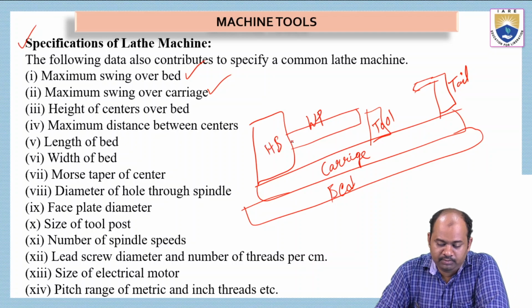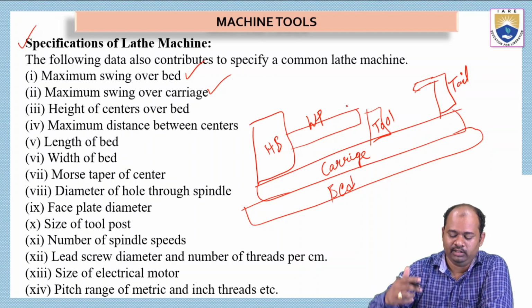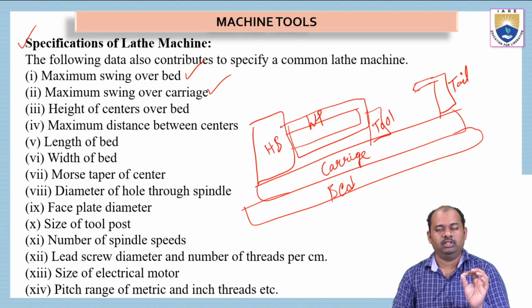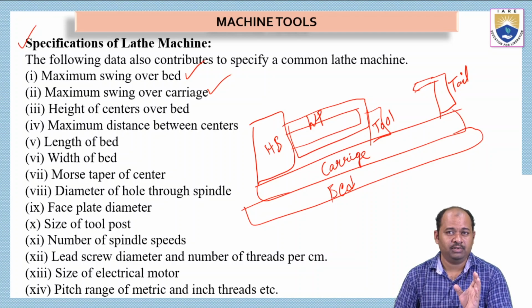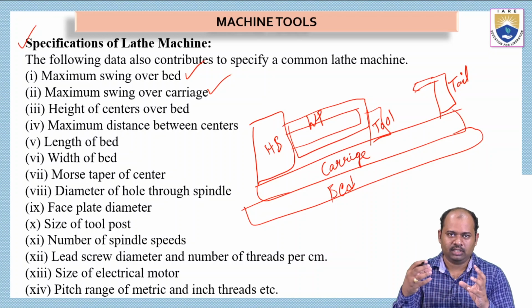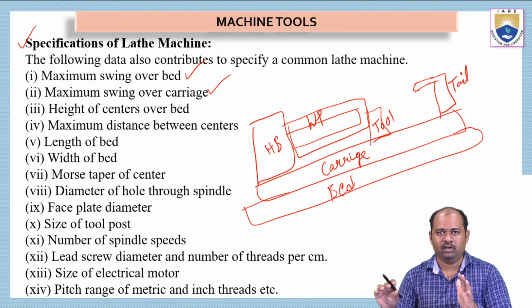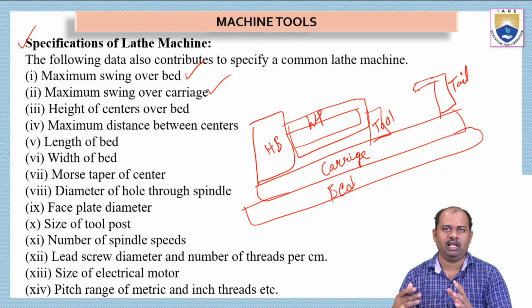So the maximum length of this particular workpiece which is rotating, here this area entirely, is also taken into consideration as a specification. So maximum swing over the carriage. Generally the workpiece will be some length, maybe X. Out of this X, some length of the workpiece will be inserted into the headstock. So the remaining portion which is rotating is taken as the maximum swing over the carriage.